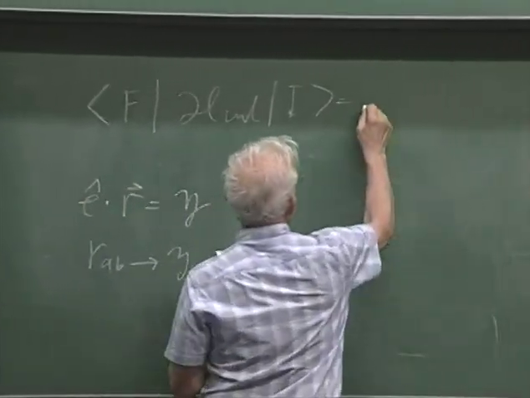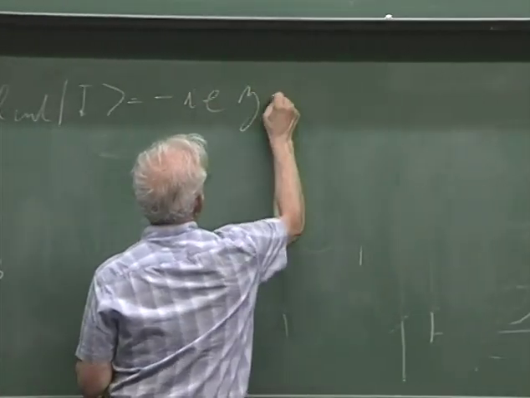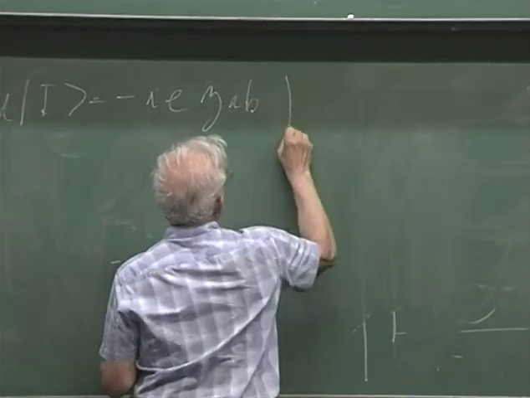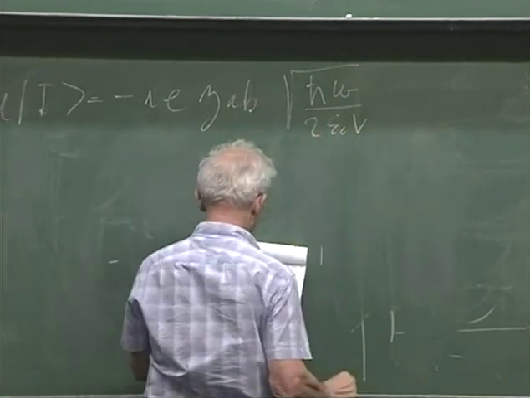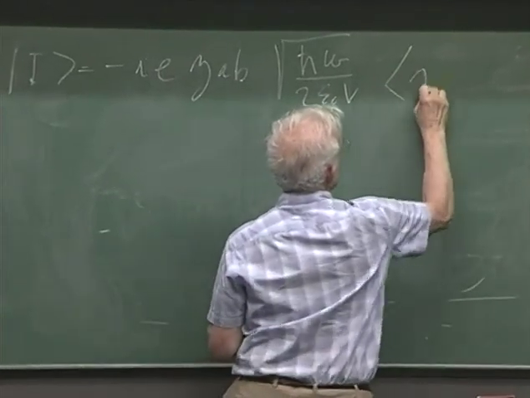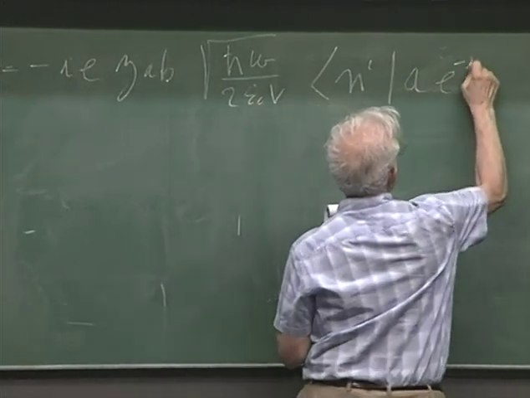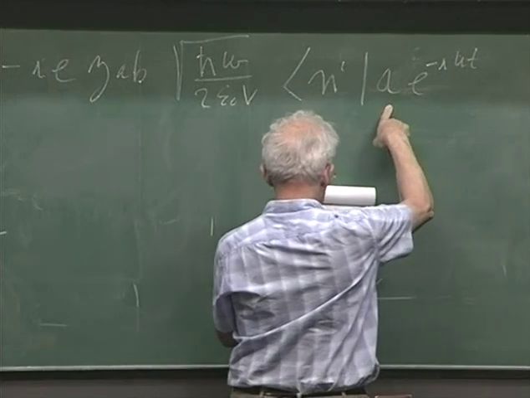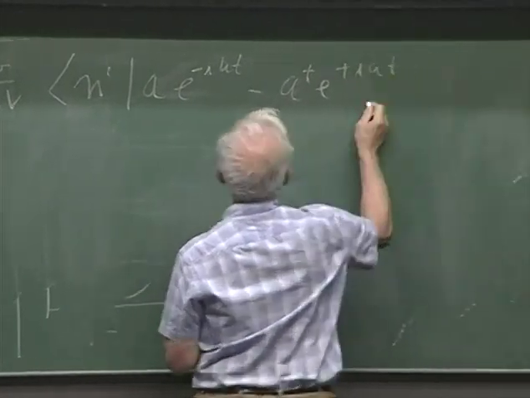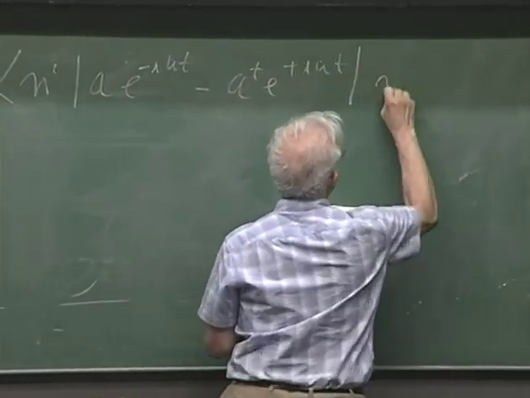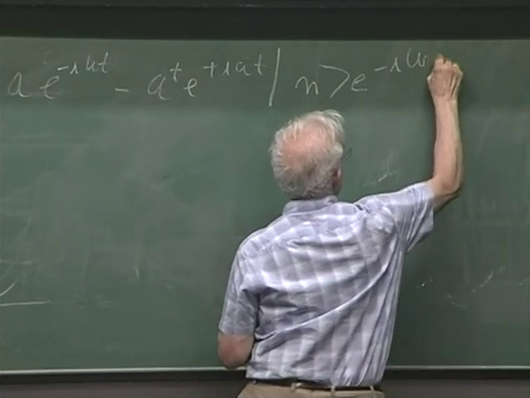And this becomes then minus i e, this is the electron charge, Z_AB times the square root of h bar omega over 2 epsilon naught V times n prime, a e to the minus i omega t. This is the annihilation operator over here, minus a dagger e to the plus i omega t, times n, times e to the minus i omega_AB t.